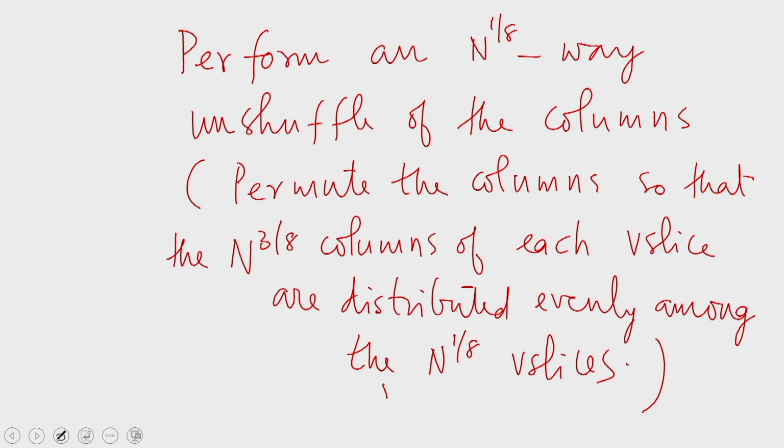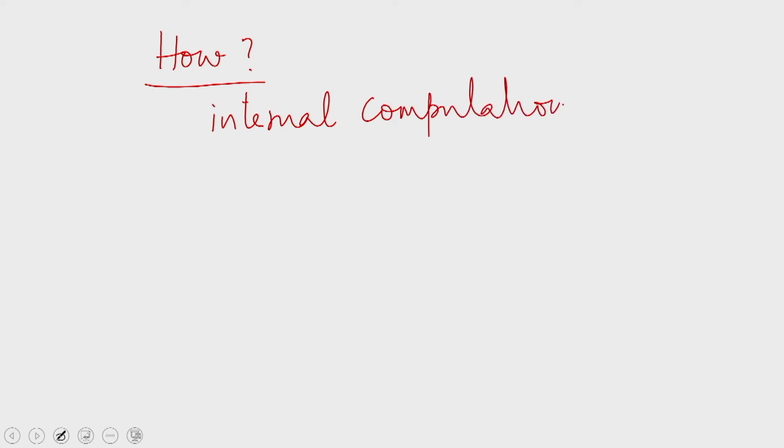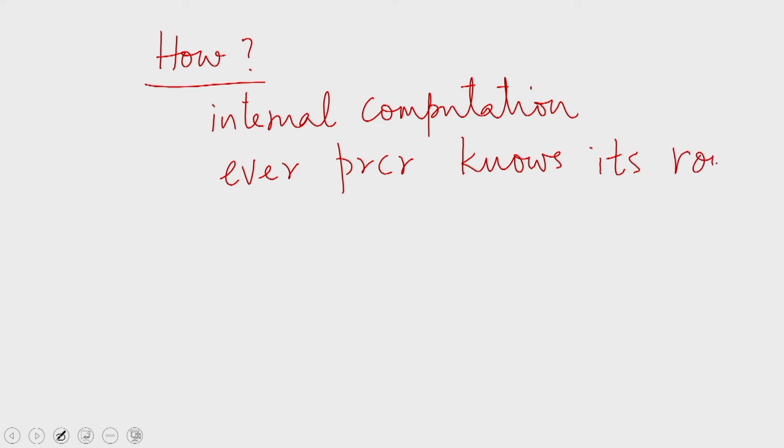Algorithmically, how exactly will we do this? That is the next question. All we require is some internal computation. We assume that every processor in the mesh knows its index. In other words, it knows its row as well as its column in the mesh.